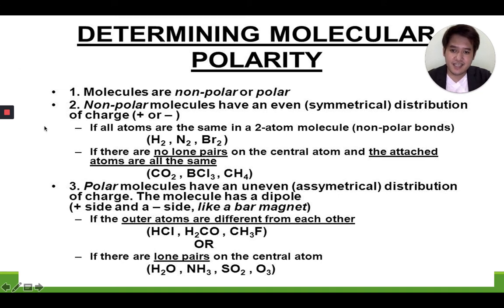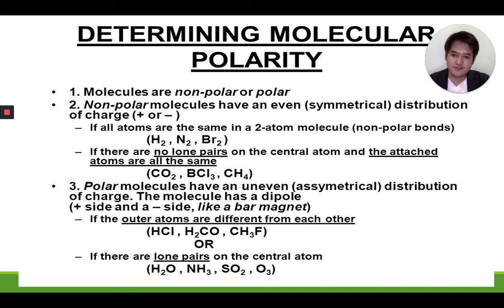The second case is if there are no lone pairs on the central atom and the attached atoms are all the same, just like what we have shown in the two examples a while ago, the CCl4 and the HCCl3. As long as you have the same types of attached atoms on your structure, and there are no lone pairs in your Lewis structure, then most probably your molecule will be nonpolar.